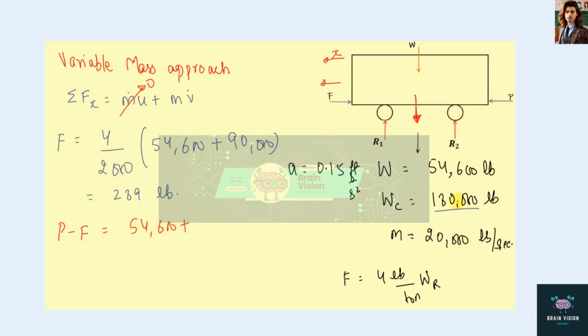54,600 plus half of this number, that is 90,000, divided by 32.2 to balance the unit, times this v dot, which means the acceleration, which we have 0.15. And we have calculated F as 289, so we can plug it here. This is P minus F, which is 289. So we can solve it for P, and the value of P comes out to be nearly 963 pound. So this is the force required that was asked in the question.